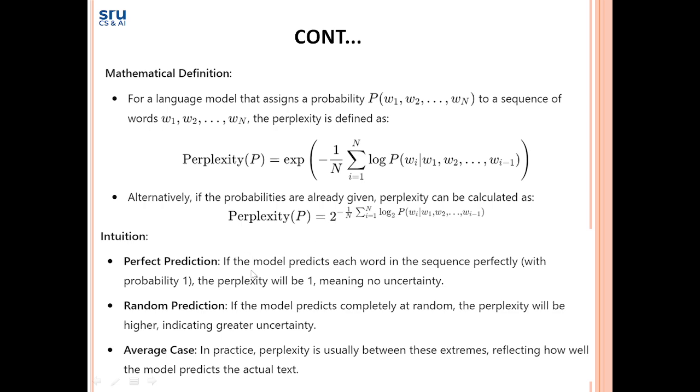Perfect prediction: if the model predicts each word in a sequence perfectly with probability 1, the perplexity will be 1, meaning no uncertainty. Random prediction: if the model predicts completely at random, the perplexity will be higher, indicating greater uncertainty. Average case: in practice, perplexity is usually between these extremes, reflecting how well the model predicts the actual text.